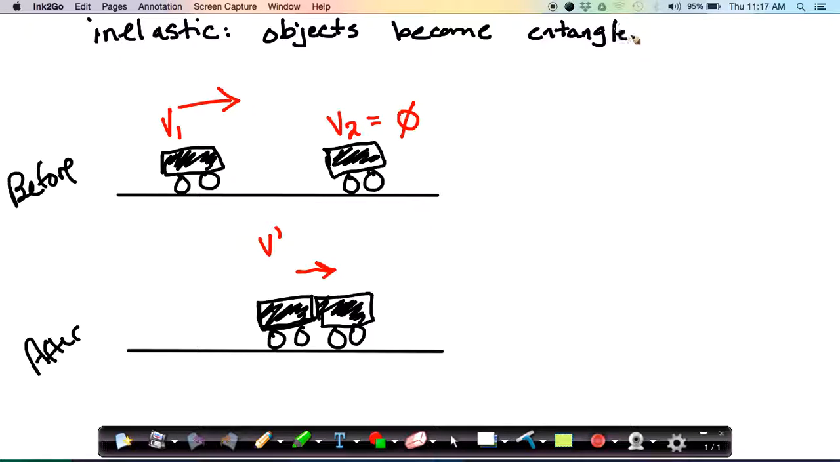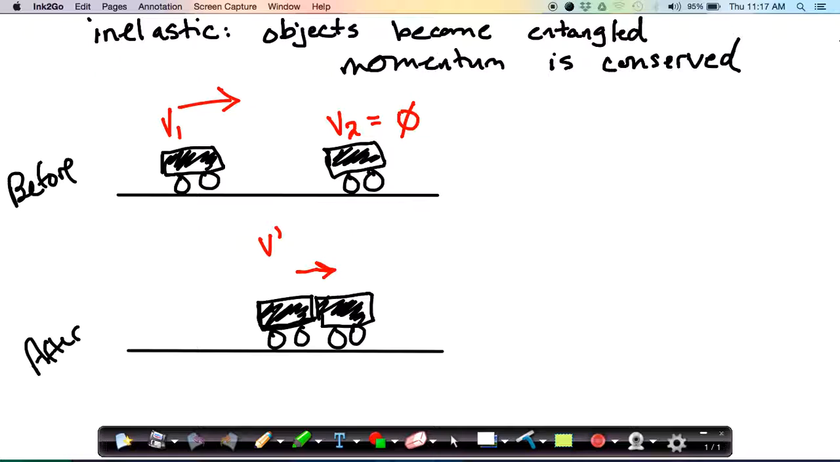Momentum is still conserved, just like it was in the elastic collisions. But unlike the elastic collisions, kinetic energy would not be conserved in the case of an inelastic collision. When the objects become entangled, there's going to be energy lost as heat due to the interaction between the two carts. So kinetic energy would not be conserved in an inelastic collision.